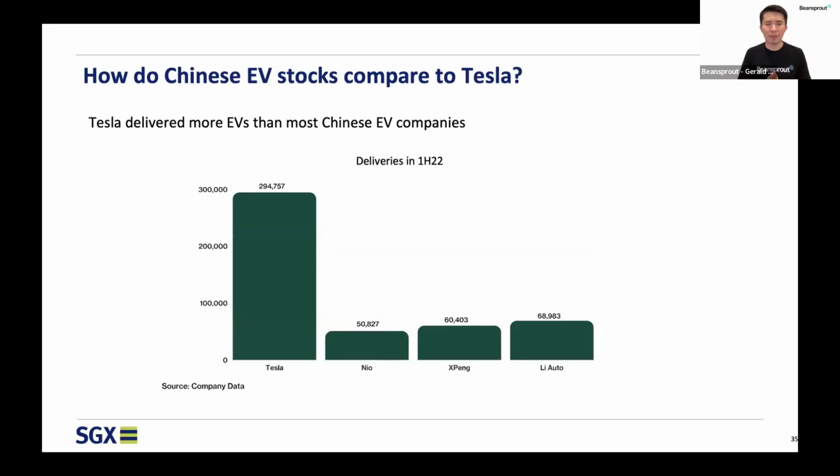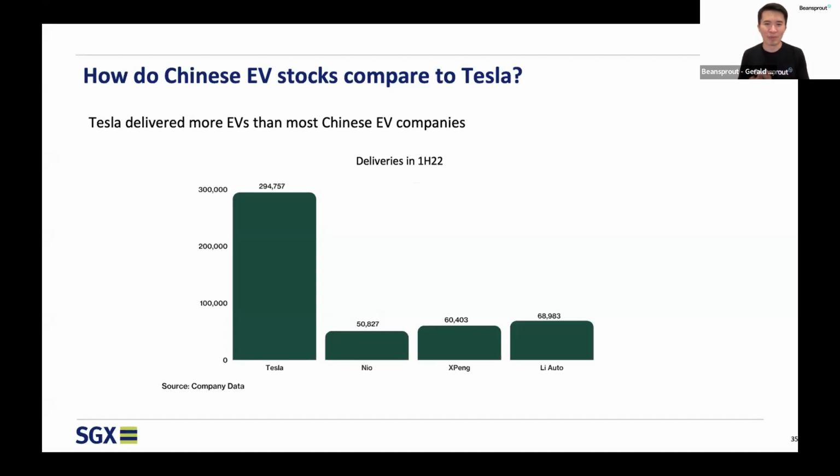Okay, so we talked a bit about the valuation, but one question that you definitely have will be, how do Chinese EV stocks compare to Tesla? Because I'm sure many of us here follow Tesla very closely and will probably be more familiar with Tesla. So I use that as a reference point. If we look at the total deliveries in the first half of this year, definitely Tesla will be ahead of the 3 key EV manufacturers that we brought up for today's discussion.